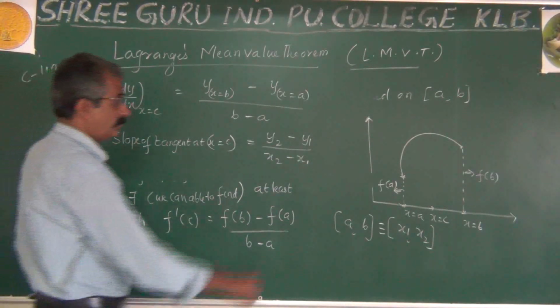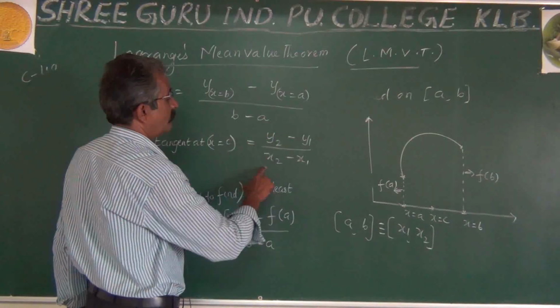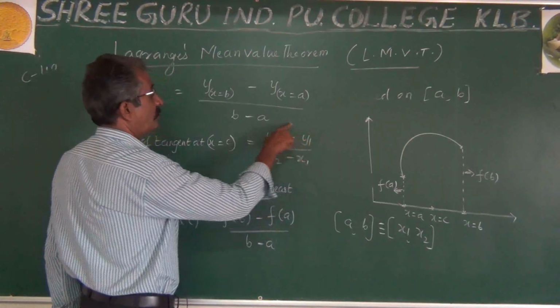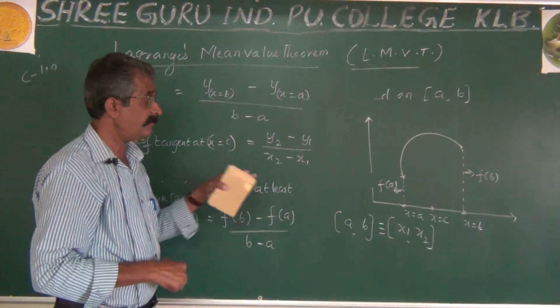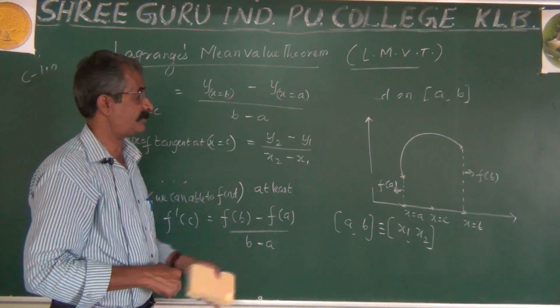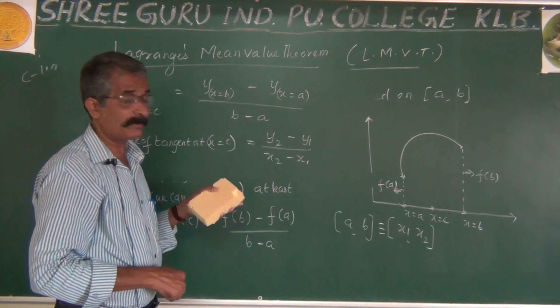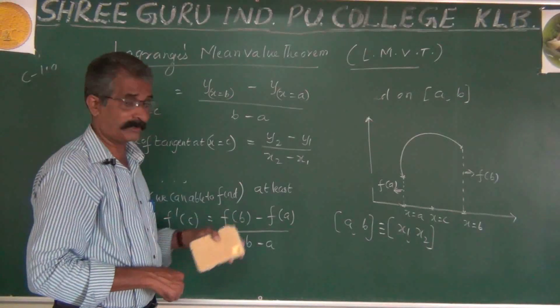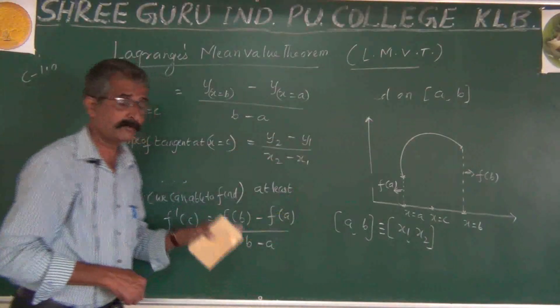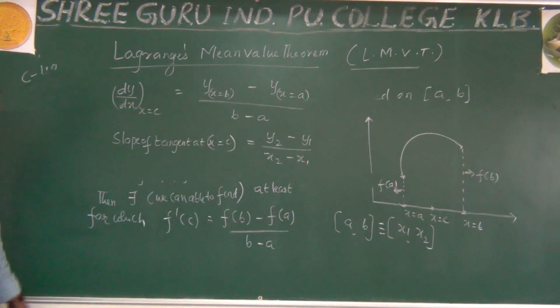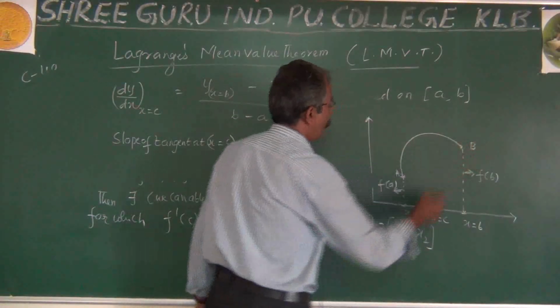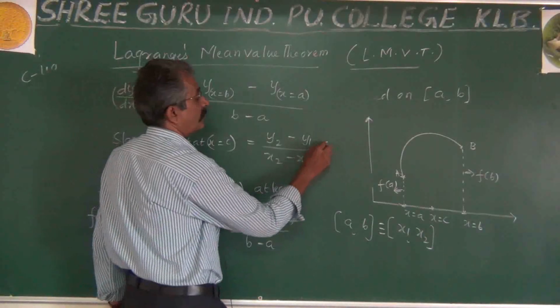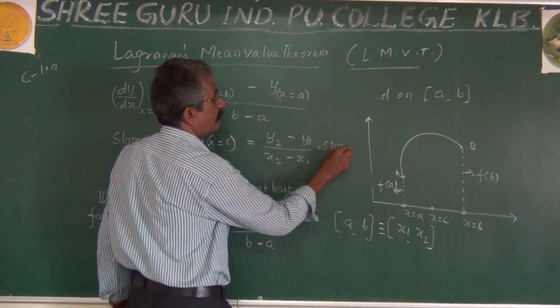Now I hope your mind is undergoing one kind of surety that this kind of expression we have already noted in PUC first year geometry, slope of line joining two points. It is exactly the expression for slope of line joining two points. Suppose this is point A, this is point B. That means it is as good as the slope of AB.